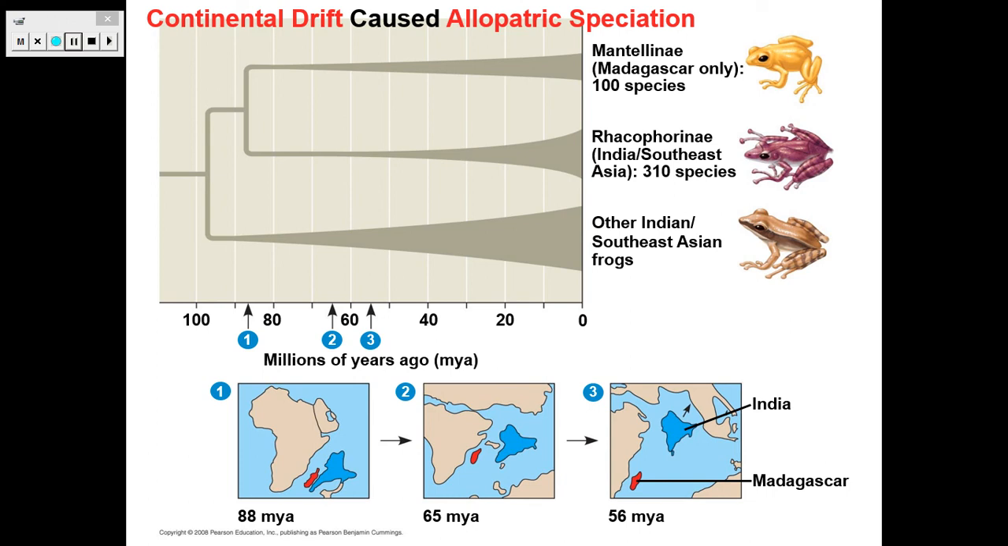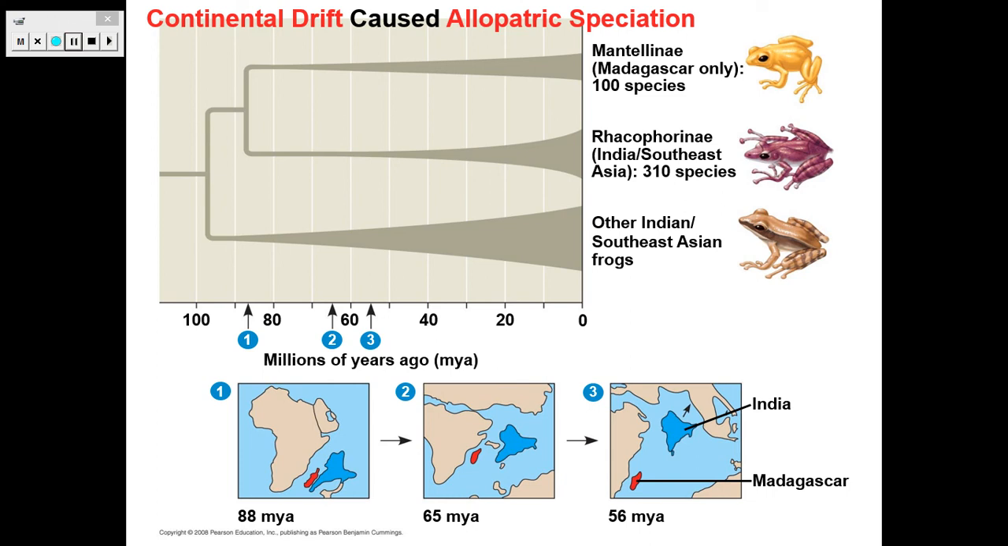This was a study that was done on some frogs in Madagascar, and they were looking at how closely related they are. There are some species that are in Madagascar only. There are some species that are in India and in Southeast Asia, and so they're just kind of looking at the differences there.